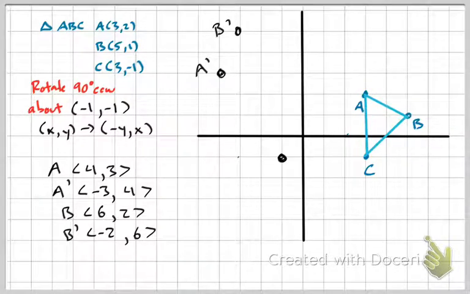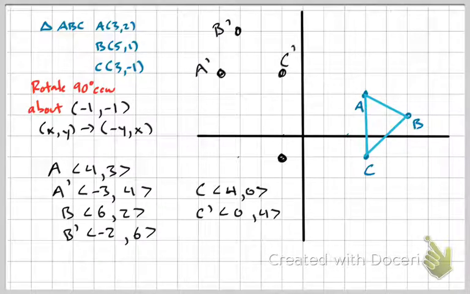And then finally for C, C is 1, 2, 3, 4 to the right 4. And no vertical movement, so it's just 4, 0. So then that means for the flop, 0, 4, and there's no horizontal movement, just up 4, 1, 2, 3, 4. Let's connect them.